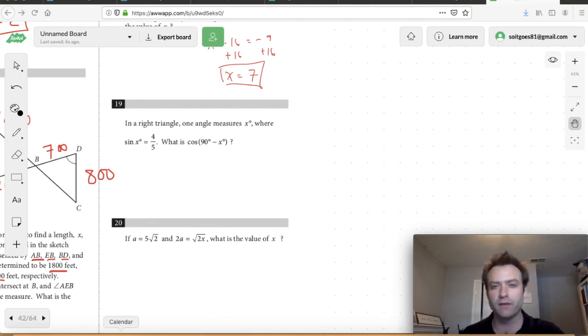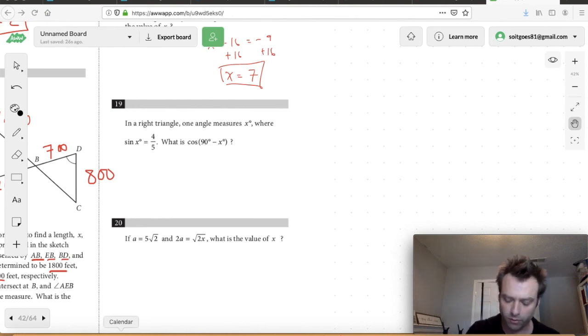All right, question number 19. Hey, trigonometry, fun. In a right triangle, one angle measures x degrees, where the sine of x equals 4/5. What's the cosine of 90 minus x? Super scary looking question. It's trigonometry. But if you know SOHCAHTOA, and you should know SOHCAHTOA, if you don't, freaking look it up. That's about all I have to know for trigonometry on the SAT.